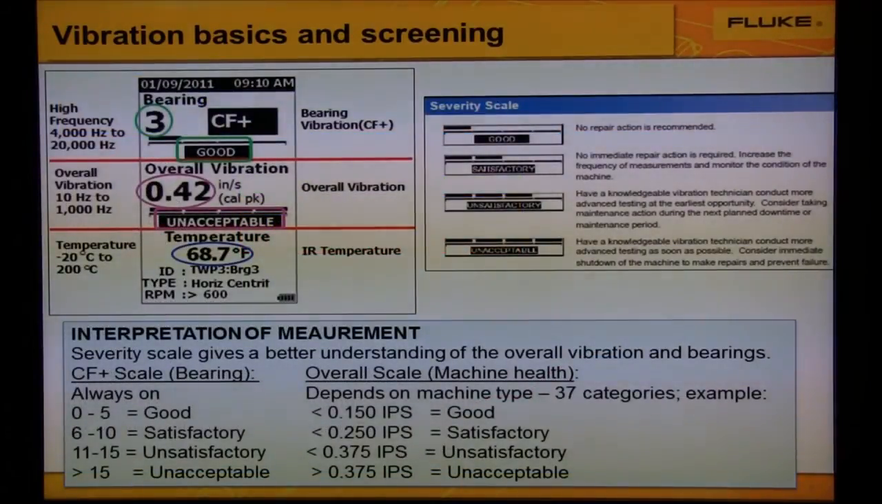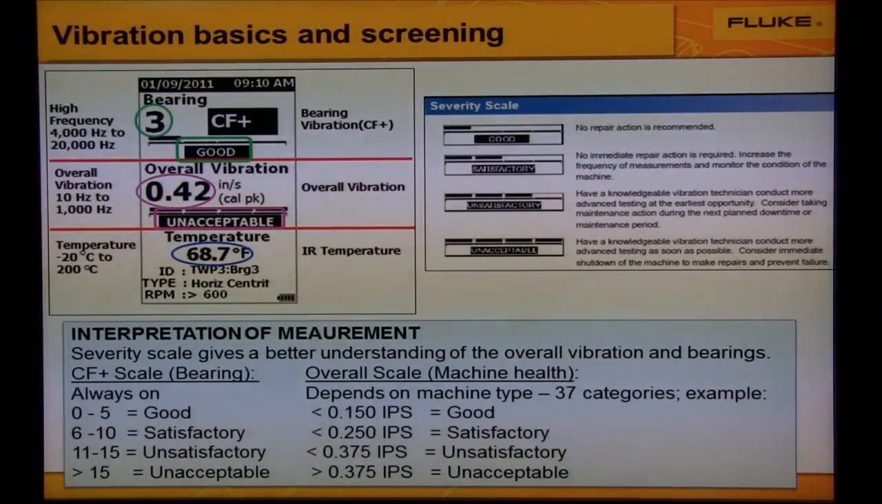The final topic we'll cover is severity. The severity scale gives the user more than just a number with no meaning. It provides a better understanding of the machine health and what action should be taken. There are two severity scales. One severity scale is the Crest Factor Plus and shows the bearing health.